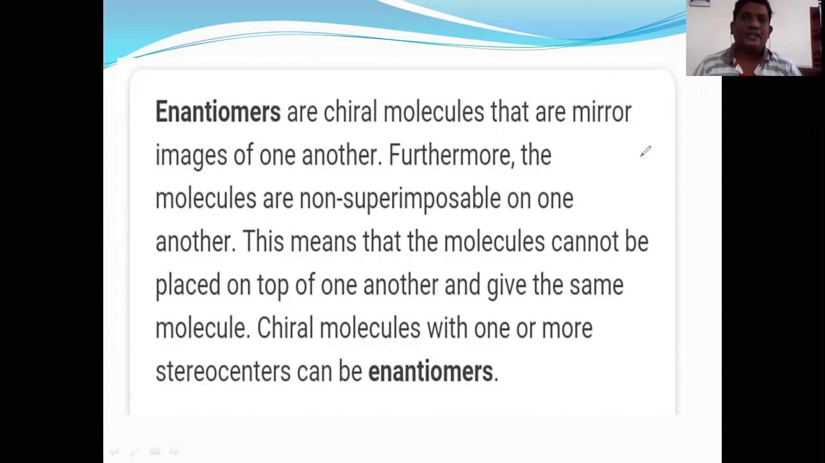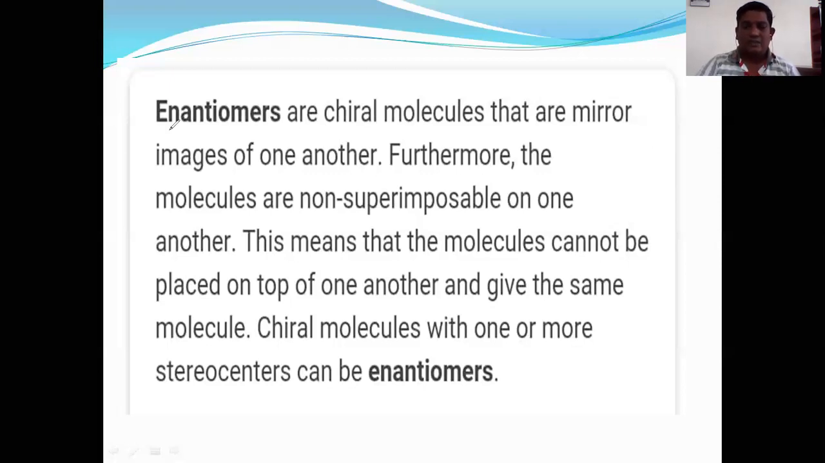When we take a chiral molecule, this chiral molecule has a mirror image, and both of the mirror images are non-superimposable. I'm repeating: both of the mirror images are non-superimposable and both are known to be optically active. And the optically active pair is known to be the enantiomer. We will see the definition.